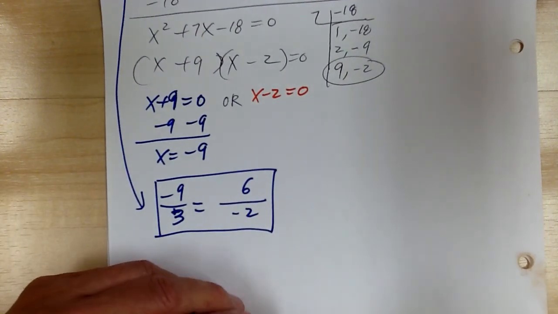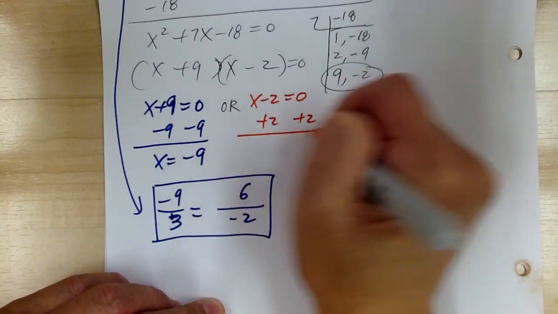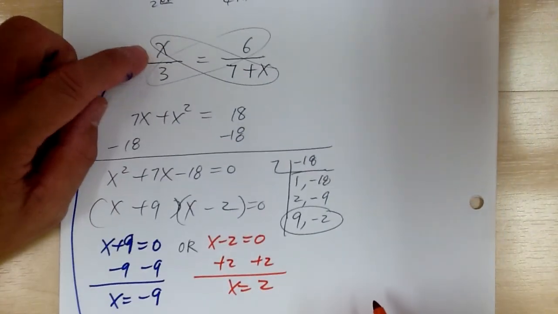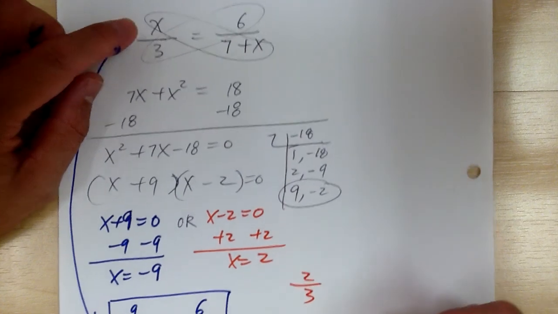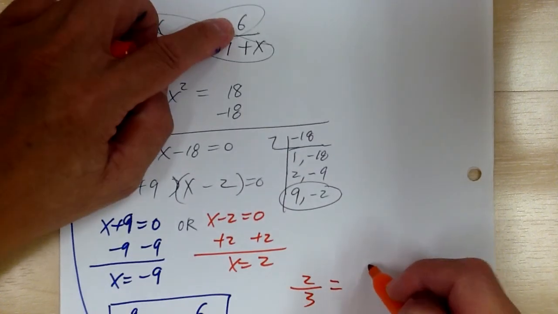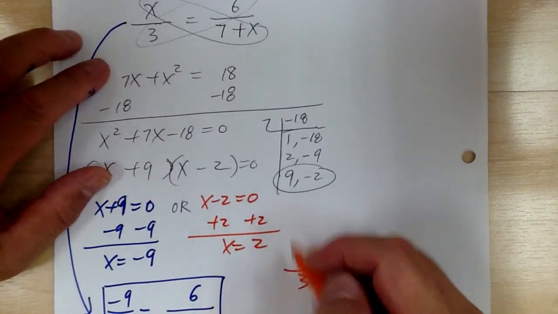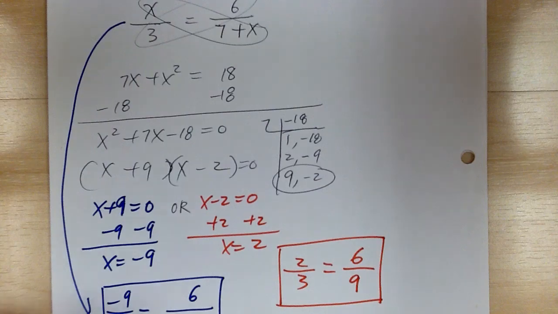Now let's go to the orange side. When you go to the orange side, you plus 2 on both sides. So you get x equal to 2. Once you find x equal to 2, I can use this right over here. So you're going to get 2 over 3, equal to 6 over 7 plus x, and x is 2, so it'd be 9. And so that's your second possible proportion.